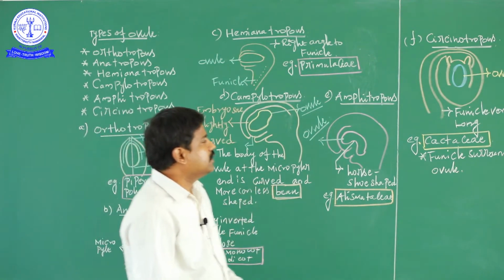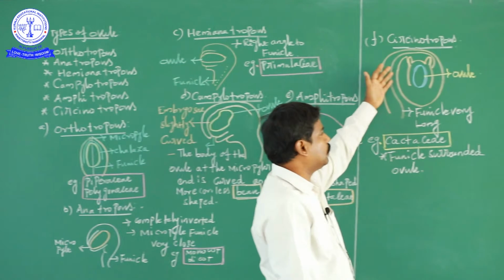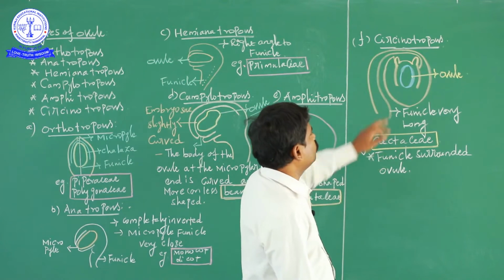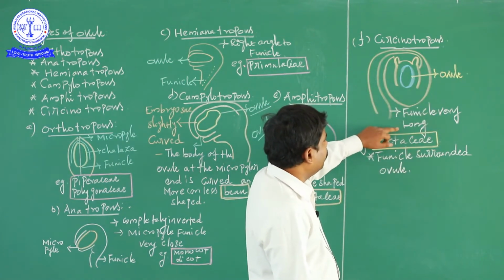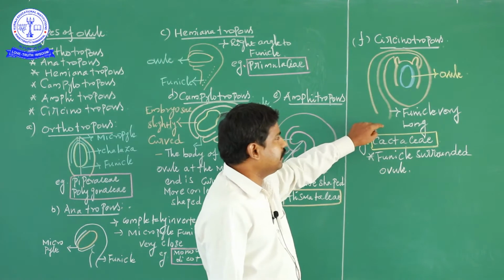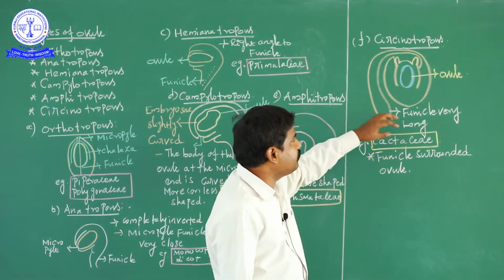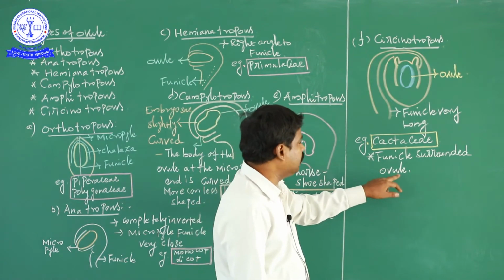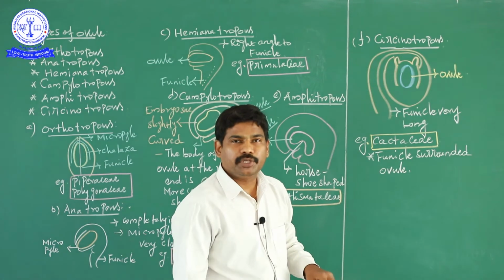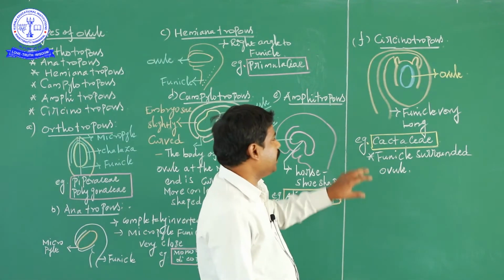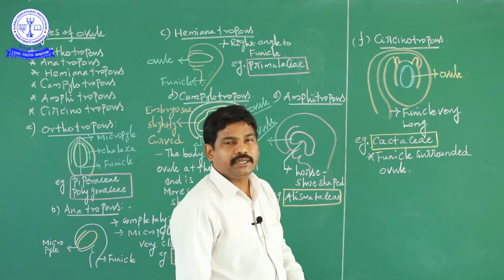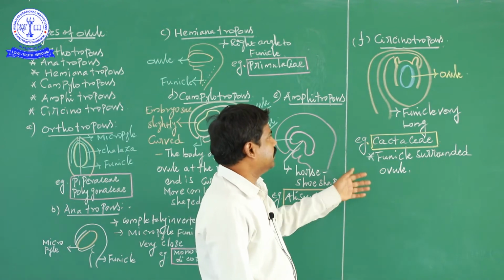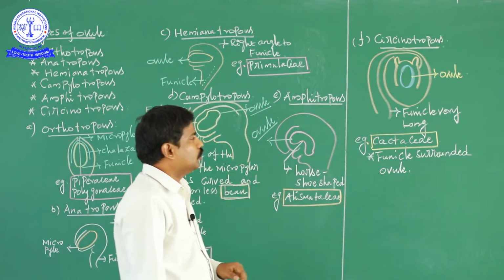And the next one, succinotropous. In succinotropous, the ovule is completely inverted. The funicle is very long. That is the identification character of succinotropous. The funicle surrounds the ovule; the funicle part completely surrounds the ovule. That is the main feature of succinotropous. The best example is Cactaceae. That is the succinotropous ovule.